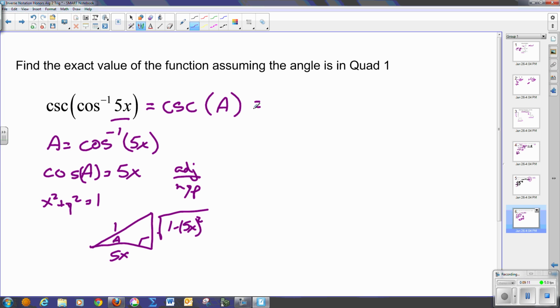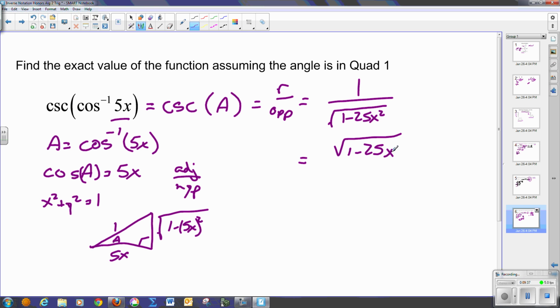Therefore the cosecant, once again, is my r value over my opposite value. So my r value in this case is 1. The opposite value is 1 minus 25x squared, square rooted. And then if I wanted to rationalize both sides, that would be the square root of 1 minus 25x squared, all over 1 minus 25x squared.